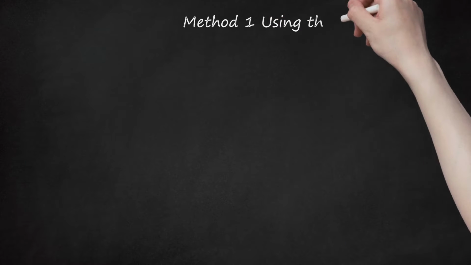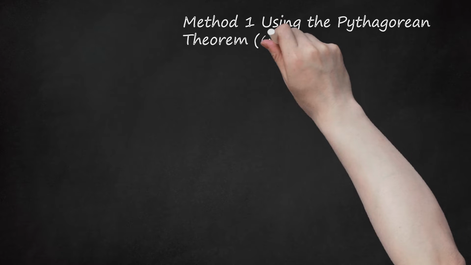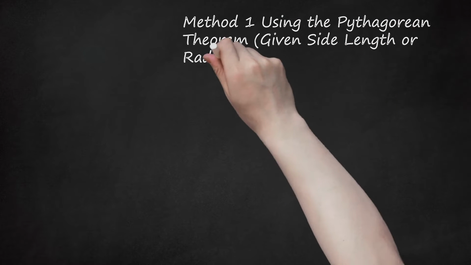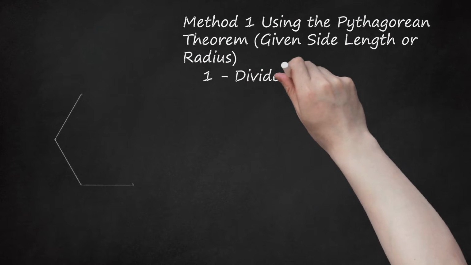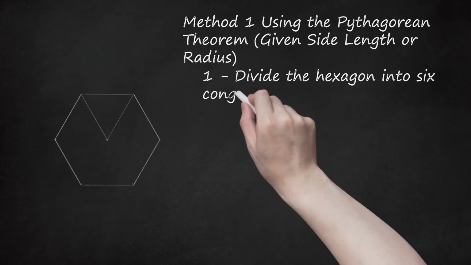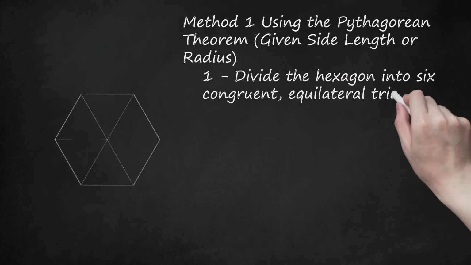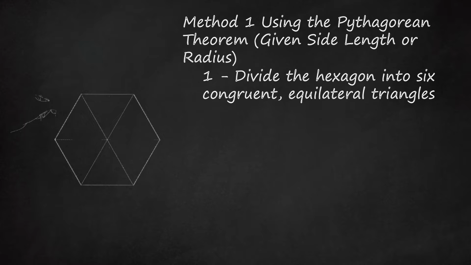Method 1. Using the Pythagorean theorem, given side length or radius. 1. Divide the hexagon into 6 congruent, equilateral triangles. To do this, draw a line connecting each vertex, or point, with the vertex opposite.